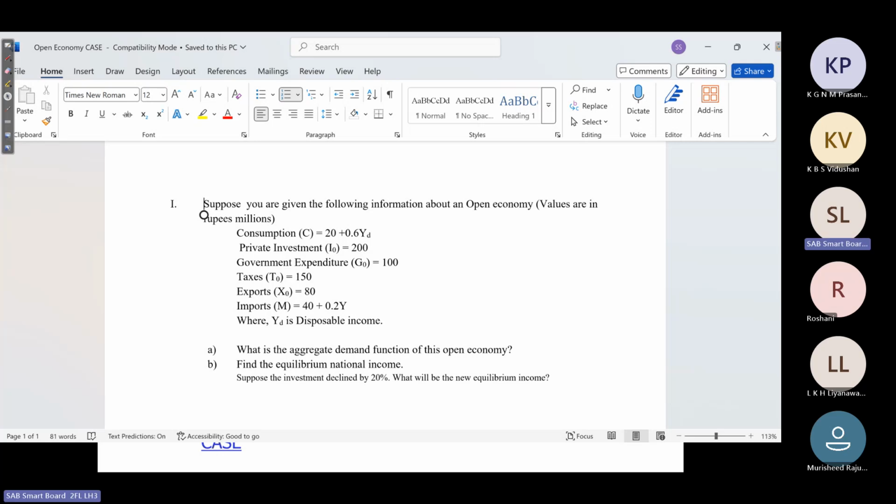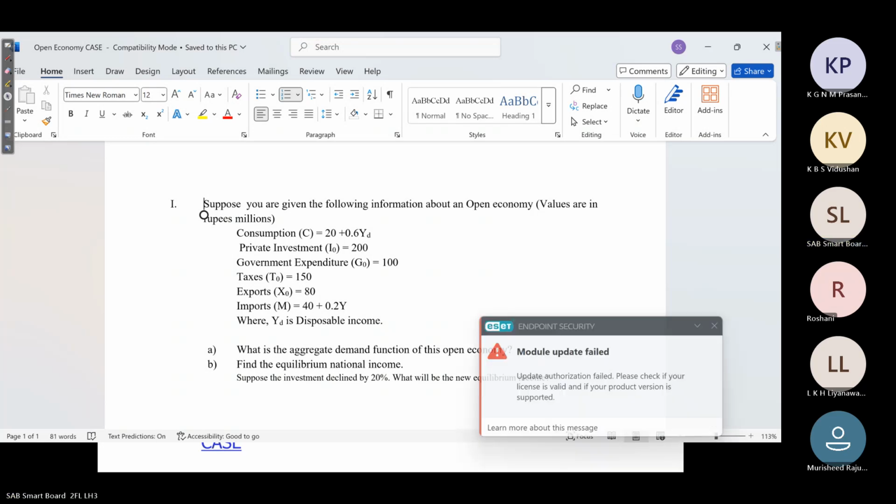This is an open economy, since export and imports are there. So you need to think about which model: closed economy or open economy. Seeing export and imports, this is the open economy one. Now you need to find the aggregate demand function. Can you quickly derive the aggregate demand function for this economy?